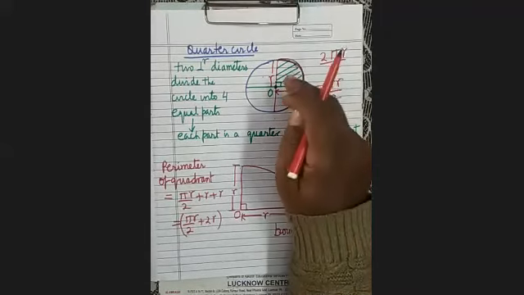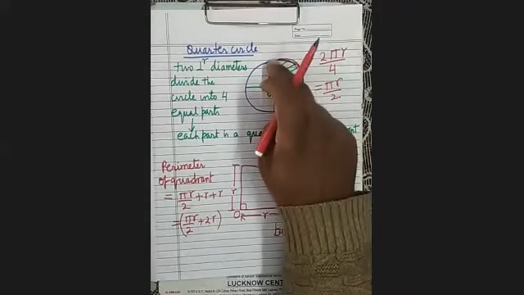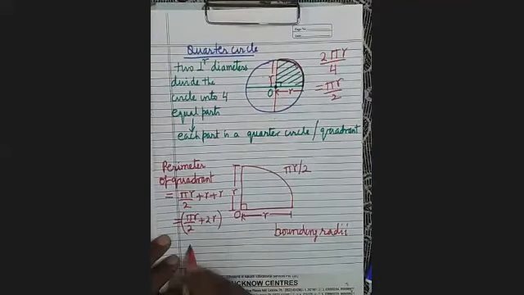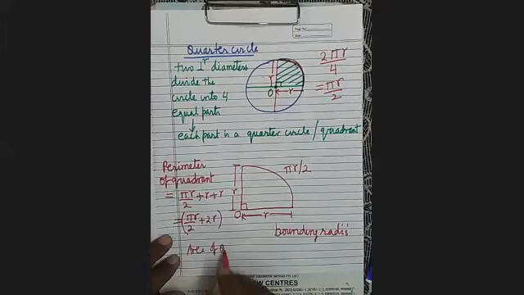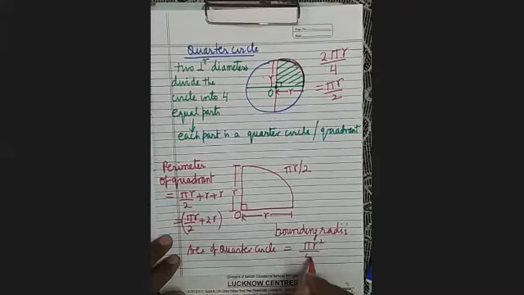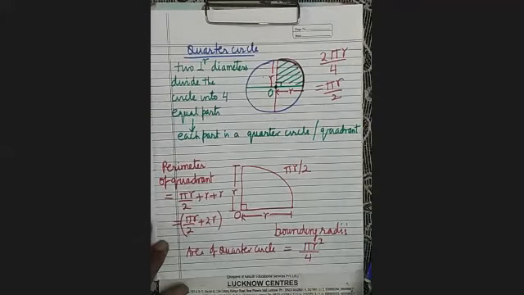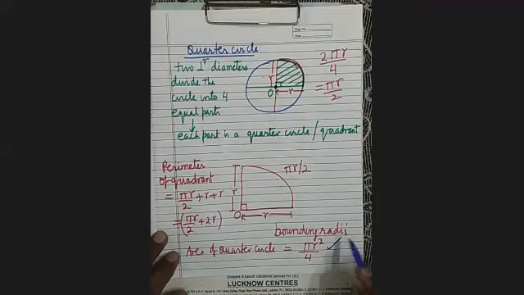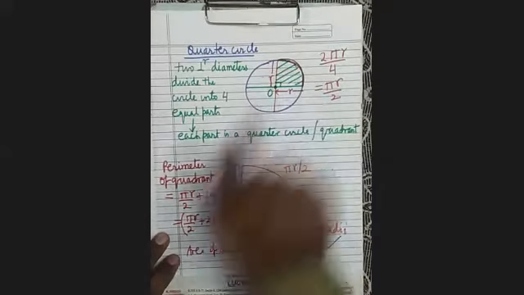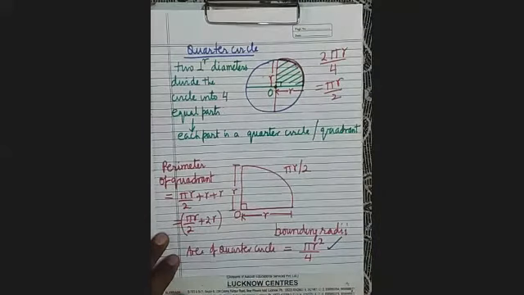So as you know that this is the 1/4 part of the circle. So what will be the area? Area of quarter circle will be pi r square upon 4. Now, not pi r square upon 2, it is pi r square upon 4. Why? Because it is a 1/4 part. 4 पार्ट में एक पार्ट शेडेड है. So it is pi r square upon 4.